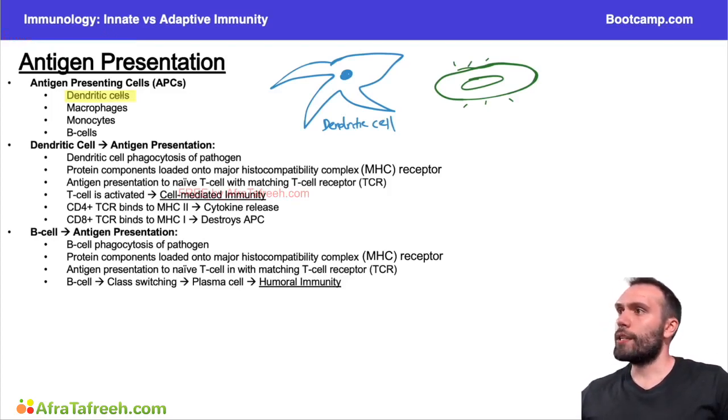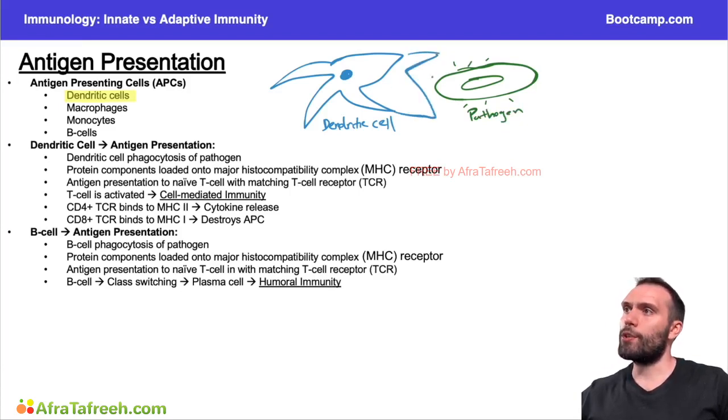So again, the dendritic cell here is going to run into this pathogen, and what it can do is try to digest that pathogen. We're just going to pretend that we're undergoing phagocytosis here, right? We're going to eat this pathogen, we're going to digest it, and then what this dendritic cell will do after it digests the pathogen is present components of that pathogen on its surface.